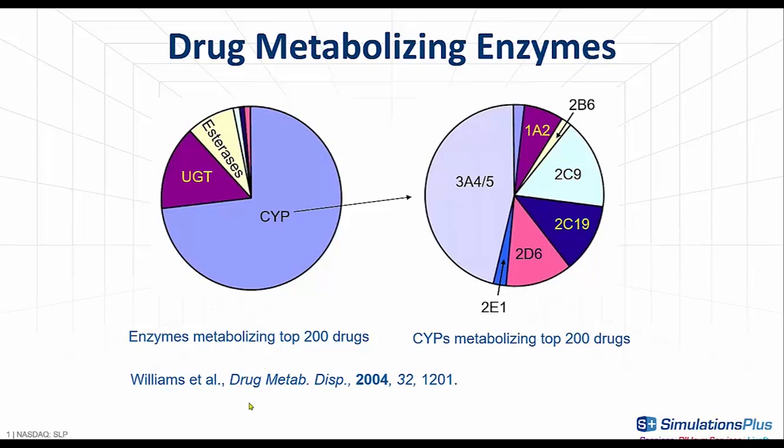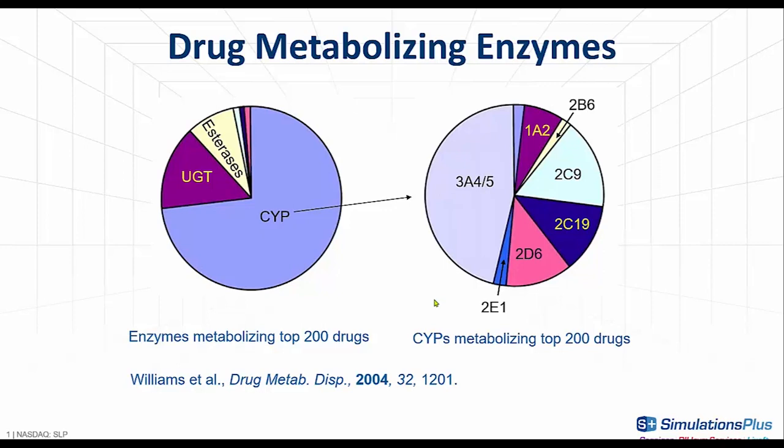It's from a publication in Drug Metabolism and Disposition in 2004, and it shows the enzymes metabolizing the top 200 compounds. So here we have about 3/4 of them are metabolized by CYP. It's hard to say, a little less than that obviously for UGTs, and a little bit of that for esterases. Then of the CYPs, it's broken up into the 5 major metabolizing enzymes: 1A2, 2C9, 2C19, 2D6, and 3A4, with less contributions from 2B6 and 2E1.